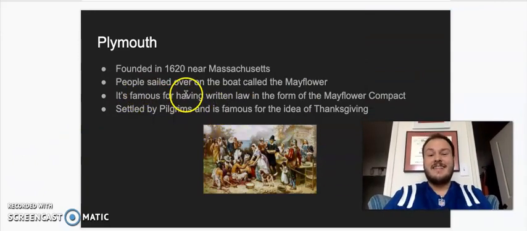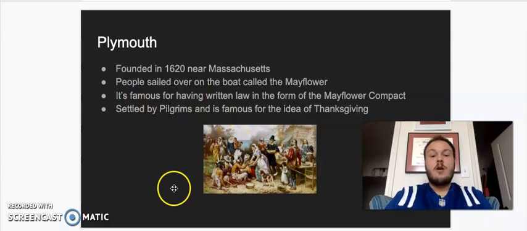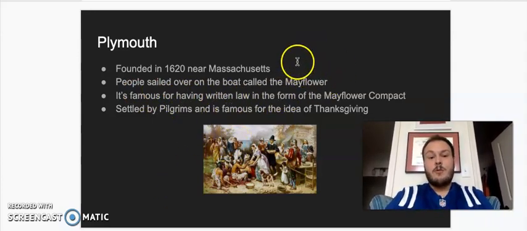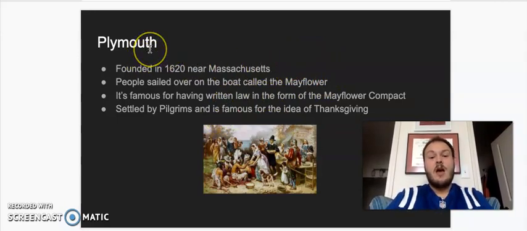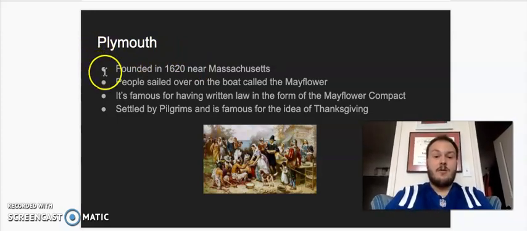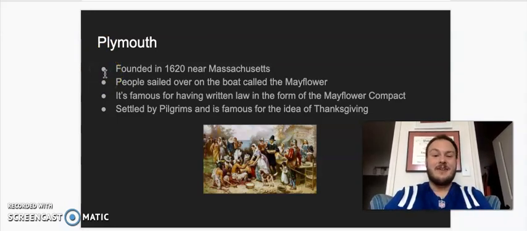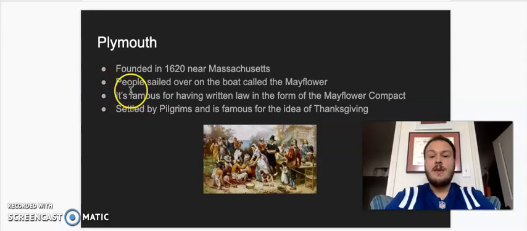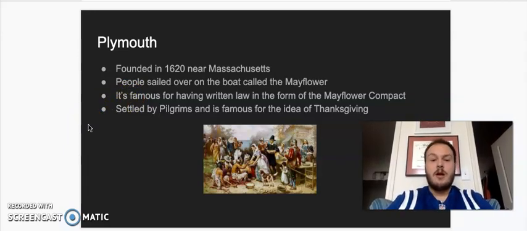Plymouth was founded in 1620 near Massachusetts. So the people who actually sailed on the Mayflower and landed in Plymouth were actually supposed to be going down to Virginia to help the colonists down in Jamestown. But they got a little off course and ended up landing in Massachusetts, or what would become Massachusetts later on. The main thing I want us to take away is that the people sailed there on the boat called the Mayflower, which is why the next part is very important.